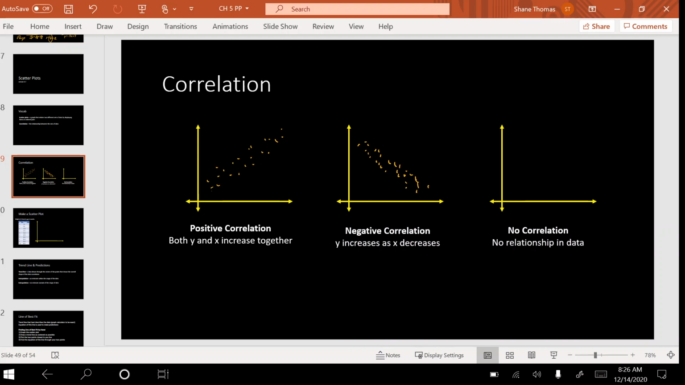And if you look at the slope of your data, if it's a positive slope, it's going to be positive correlation. If it's a negative slope, it's negative correlation.